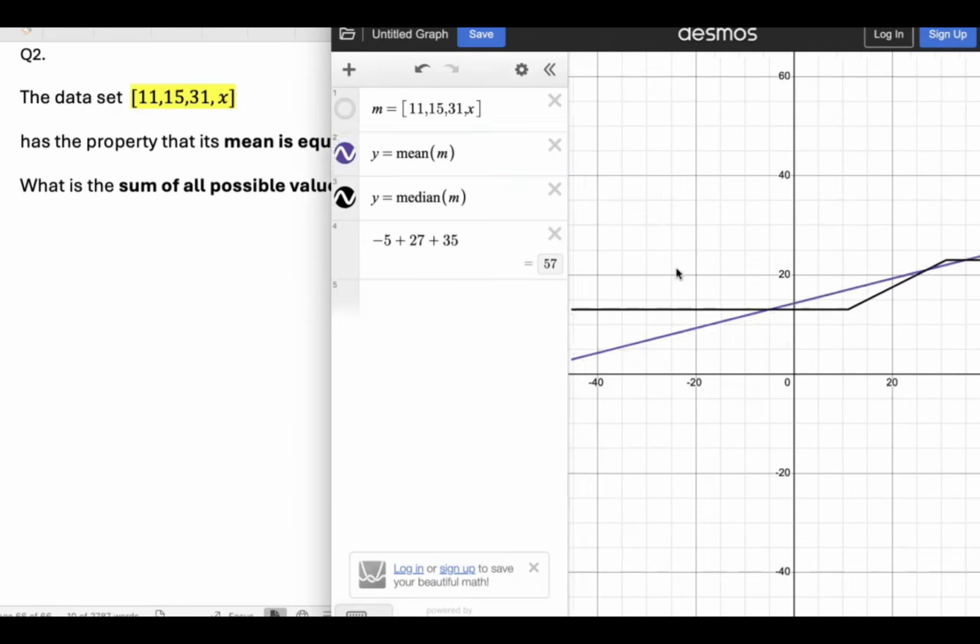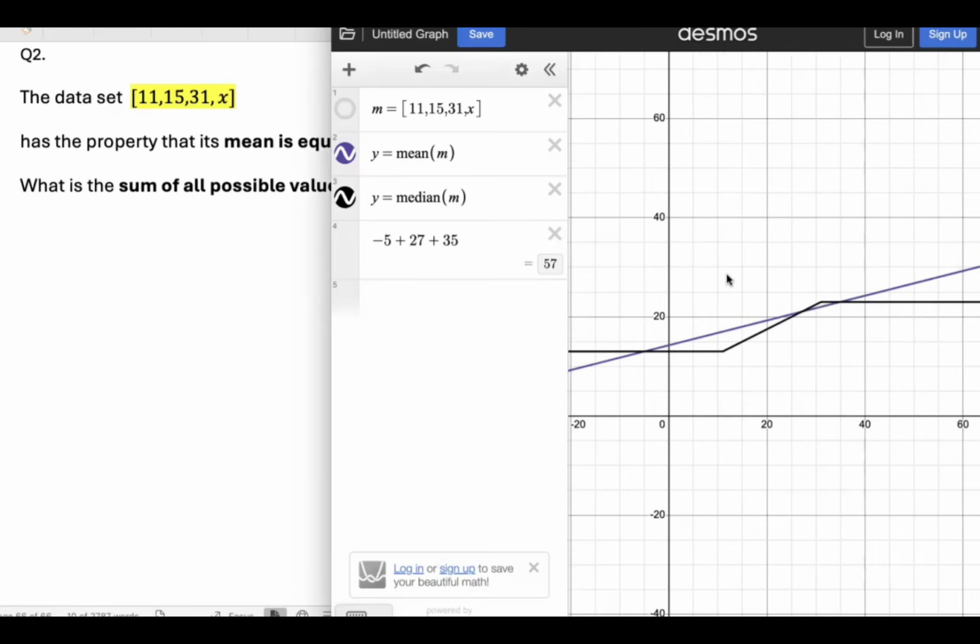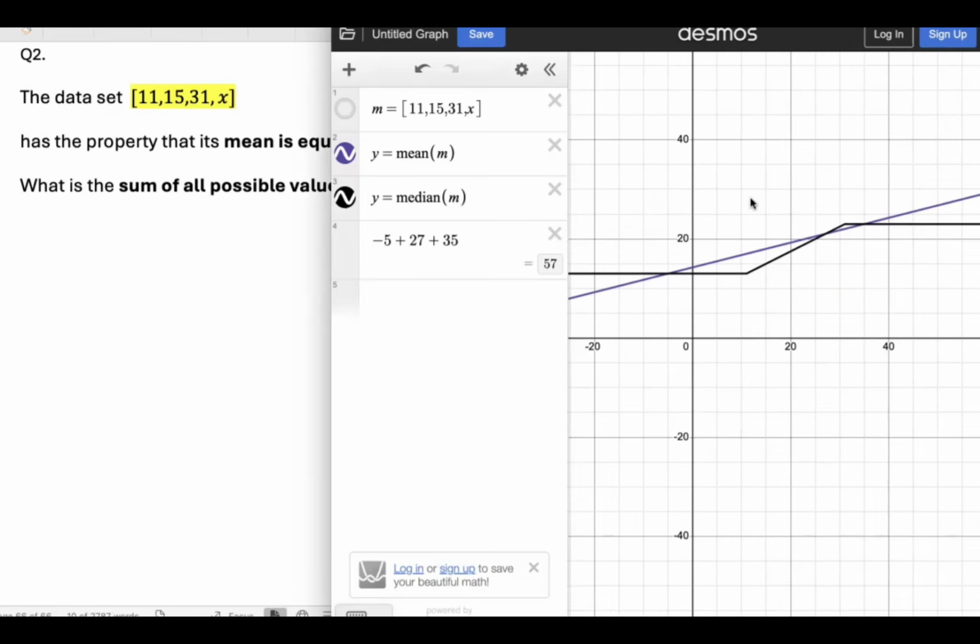And it depends, no matter how many numbers they give you, this is the way you have to set it up. But note the condition given: the mean and the median are the same. That's why I use Y is equal to mean and median. And then you have to define your function, and then you get the right answer.